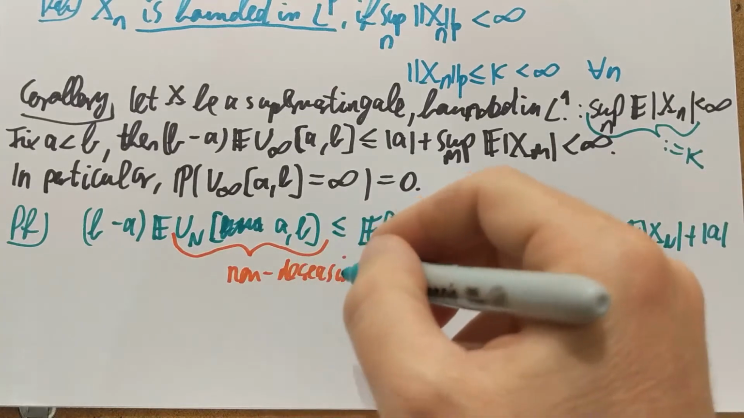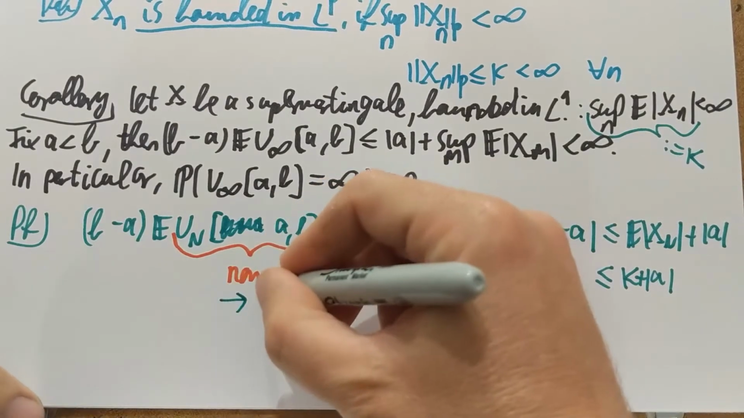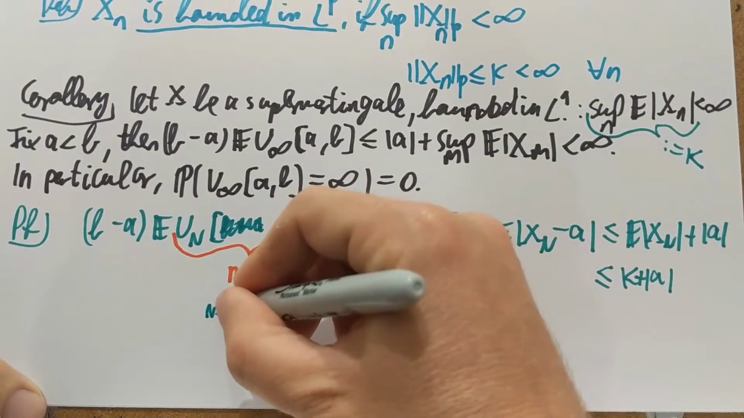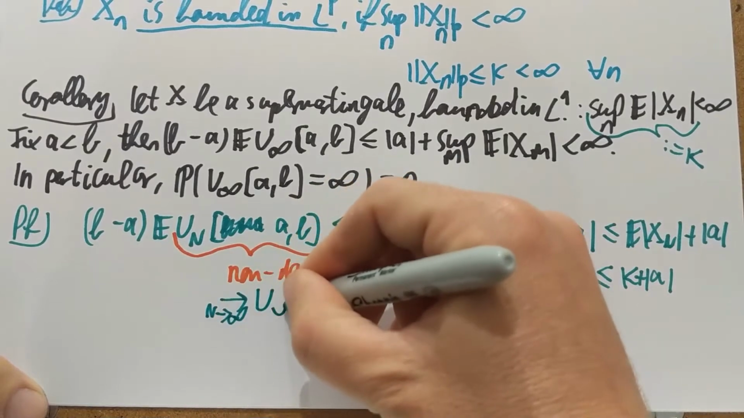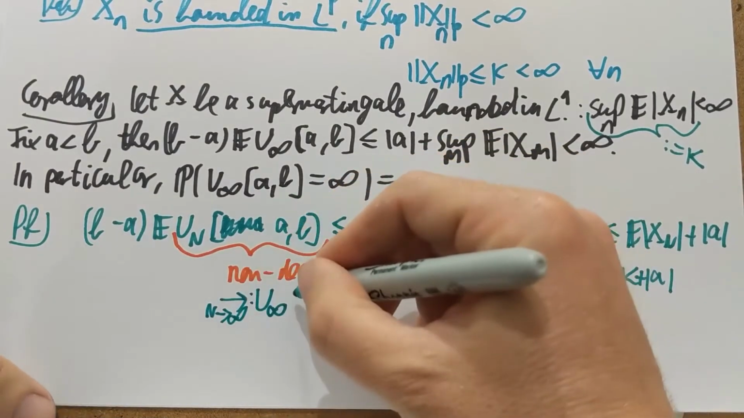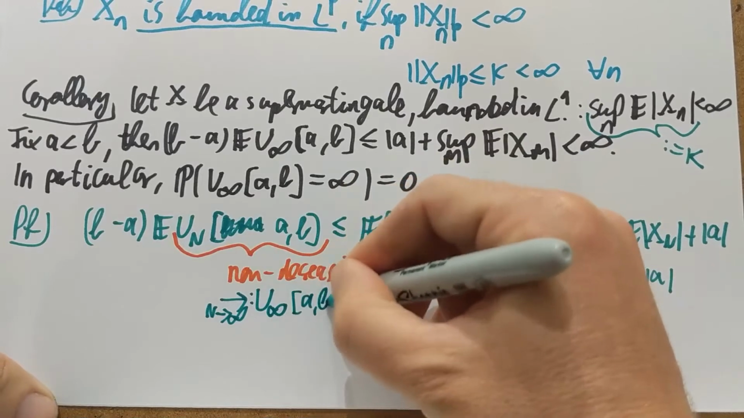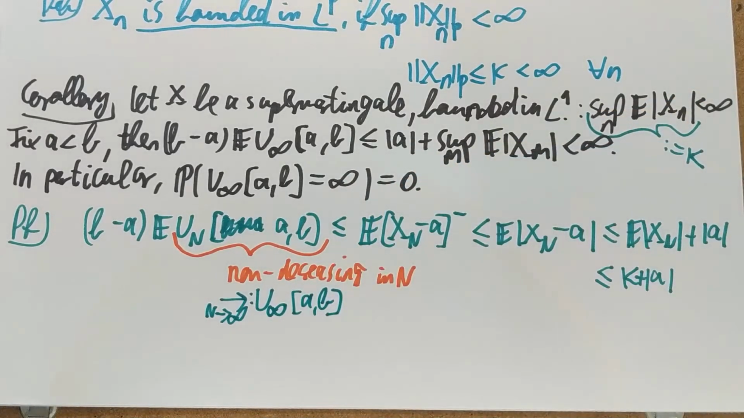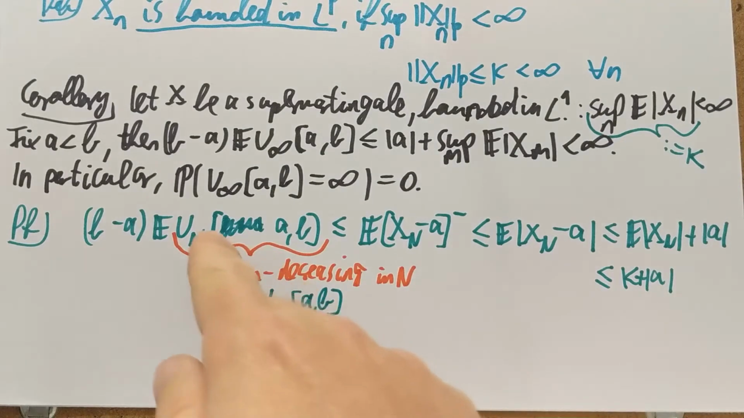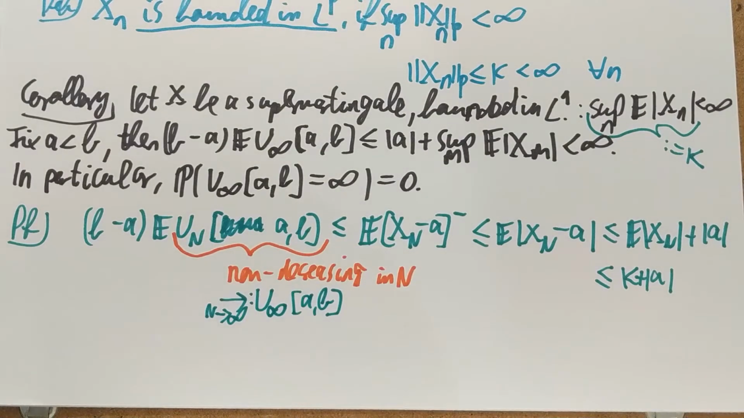So if it's non-decreasing, then of course it has a limit. It converges as n goes to infinity to a limit, which I'm going to call U infinity of a, b. Any non-decreasing sequence will have a limit. This limit is random, so the Un's are random. This limit in principle is random, and this limit might at this point be even infinite. Okay, so I need to prove that this is finite and its expectation satisfies the statement of this corollary. Okay, so let's do that.